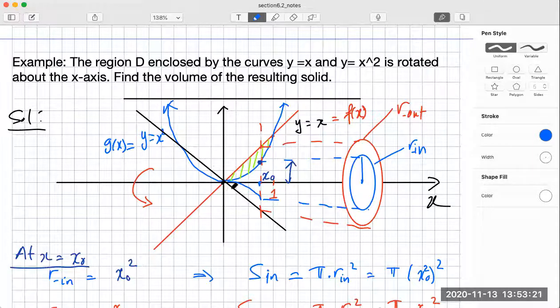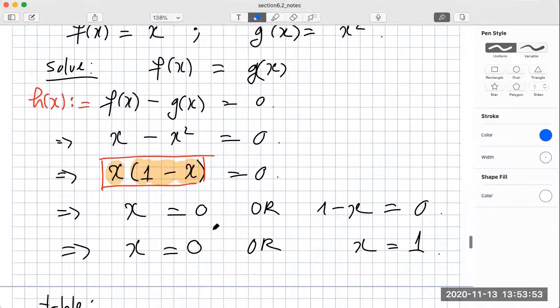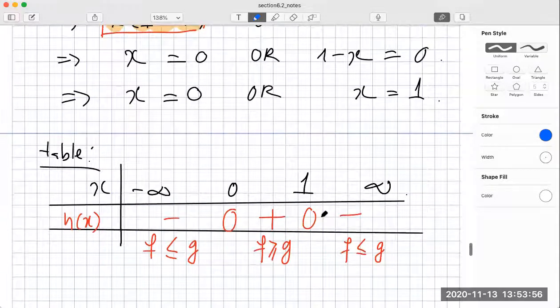Outside of that, it happens differently. g is larger than f in the interval from negative infinity to 0, and the same story for the interval from 1 to infinity, g is larger than f. So everything makes sense, right? You can do it either with a graph, or you can just make a table and find the intersection points here, study it, and do it here, right?